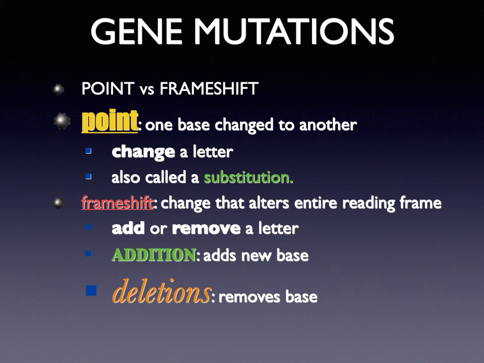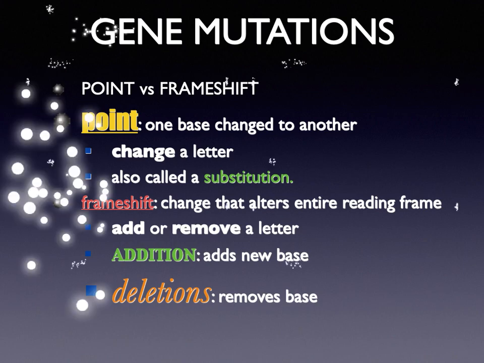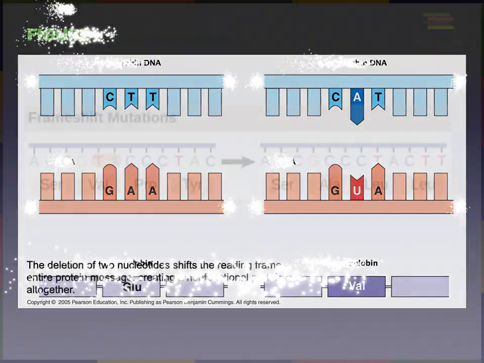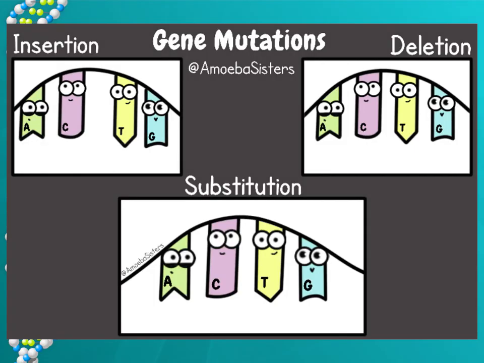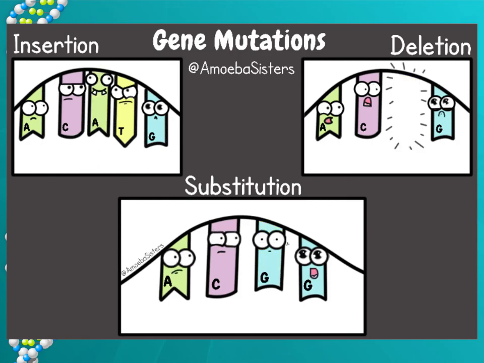If you add one in, it's called addition. If you remove a base, it's called a deletion. Here are some various diagrams that help. Here's your gene mutations, where you've got insertion, deletion, and substitution.